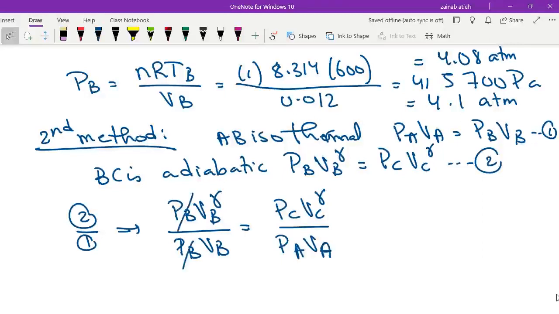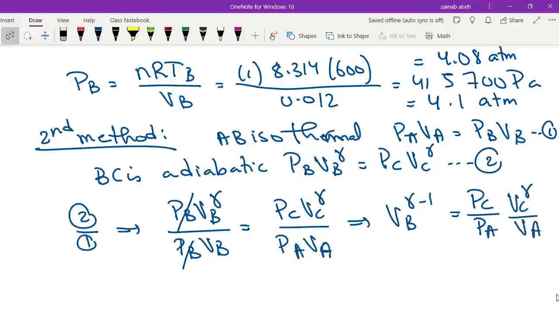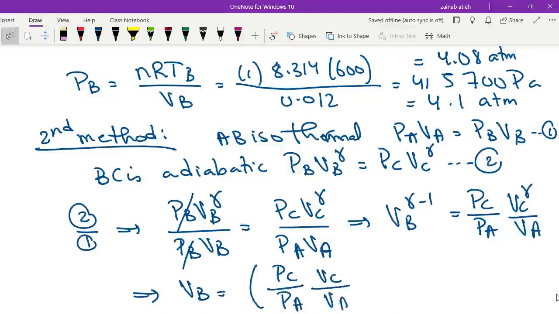Okay, so PB with PB deleted, بيبقى معي بس one unknown. So VB gamma minus one equals PC على PA, VC gamma over VA. Okay, هلا إذا بدي أحسب ال VB, بعمل كلها هيدي اللي معي اياها, PC على PA, VC over VA جاما, بعملها كلها للباور 1 over جاما minus 1. Okay, so I will do it like this.